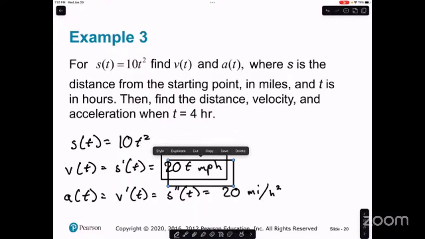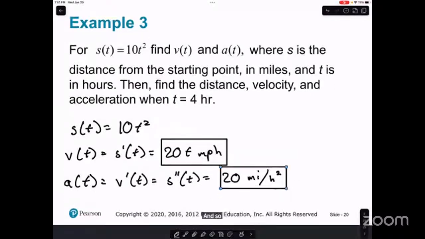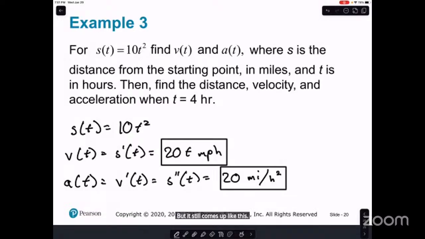And so that's why I keep coughing a bit, because of the sandwich. I think the sauce, it was a delicious sauce, some kind of garlic something, I'm sure it has some kind of dairy in it. So even though I removed the cheese and drastically reduced the dairy, it still comes up like this. So yeah.